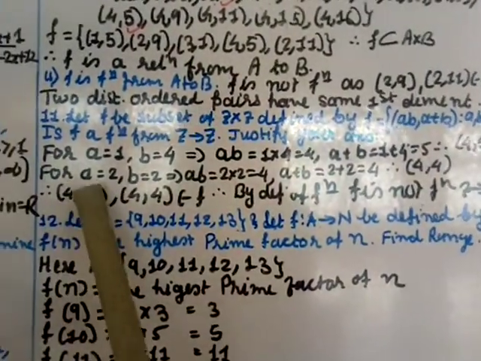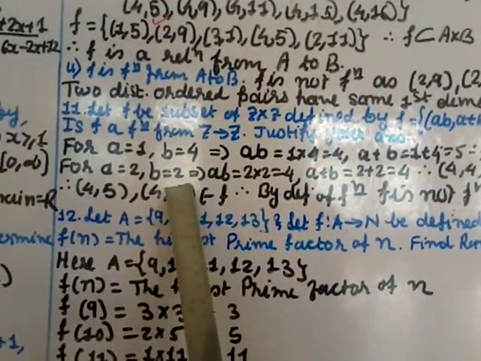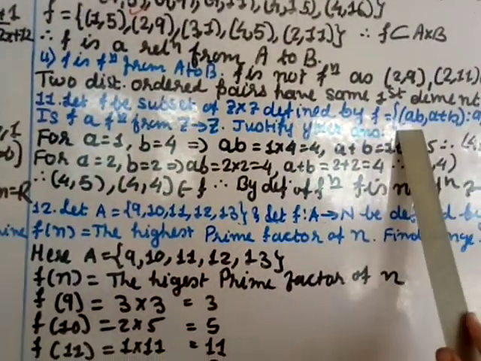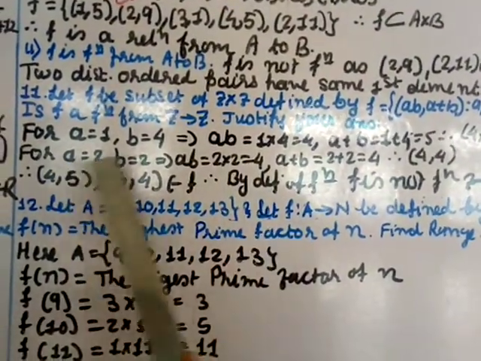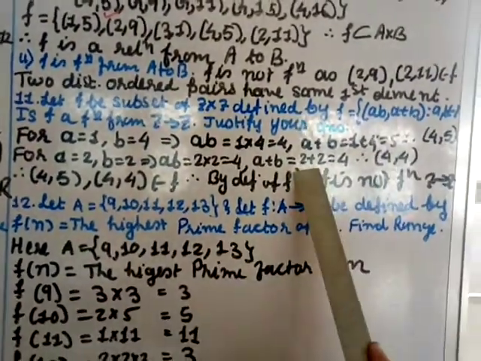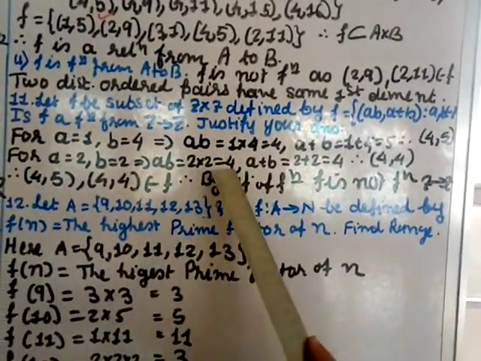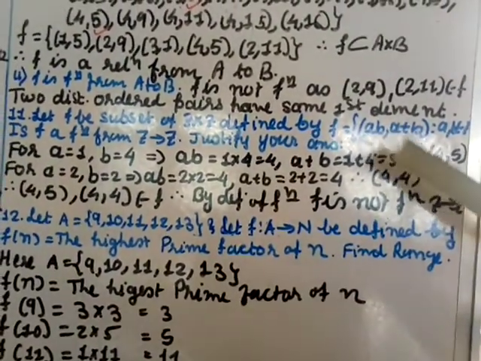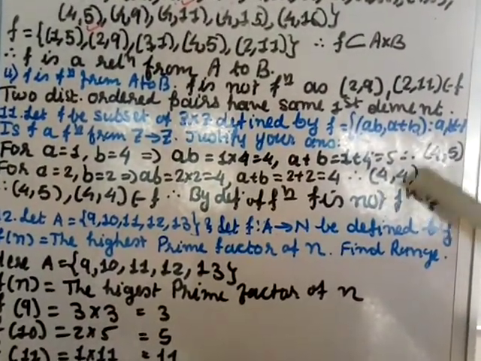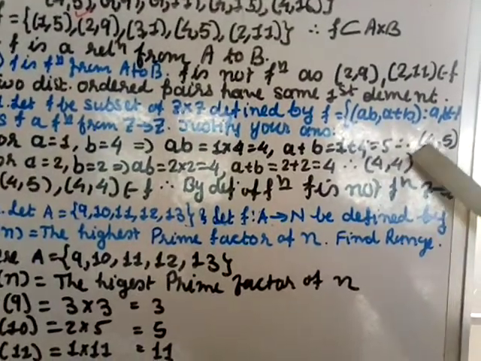Let us take another example. a is equal to 2 and b is equal to 2. So ab, the first element of the ordered pair, is 2 into 2, which is 4. I am taking both the same. And a+b is 2 plus 2, which is 4. So the ordered pair is (4, 4). Now you see, this is one ordered pair in F and this is another ordered pair in F. Both have the same first element.